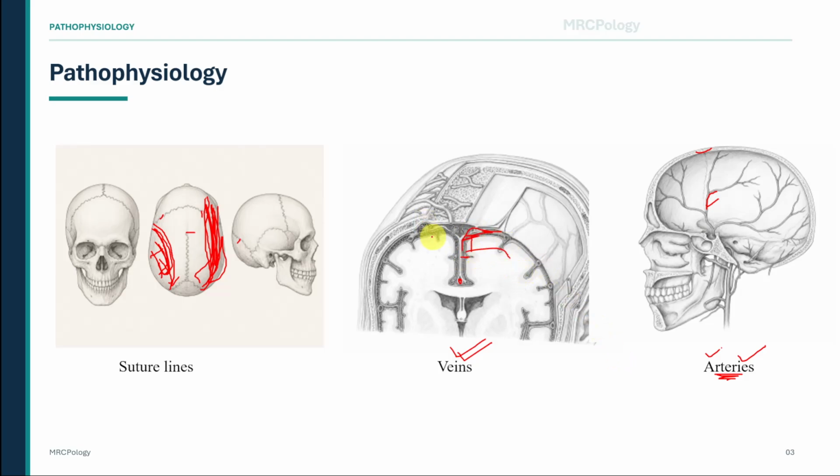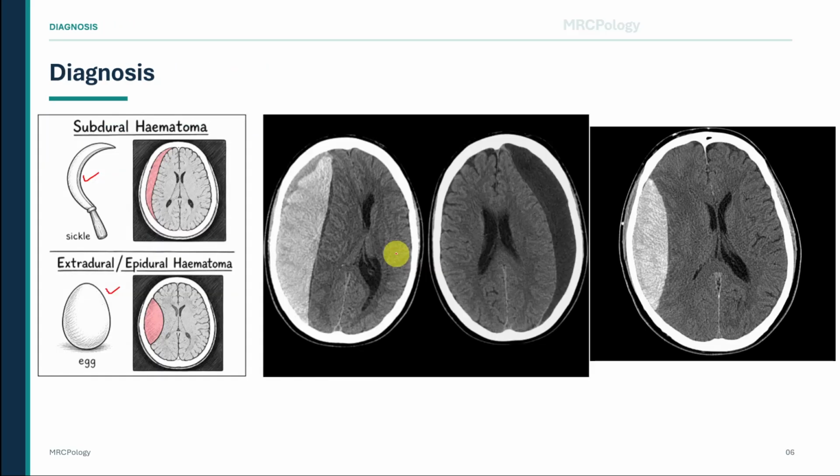to enlarge. A trauma patient has a bright extra-axial bleed on CT. One collection is crescent-shaped and crosses sutures. Another is egg-shaped and stops at sutures. Which is subdural, which is extradural, and what vessels are usually involved? The answer is that the crescent-shaped collection is subdural, usually from torn bridging veins, while the egg-shaped collection is extradural, usually from arterial bleeding, such as the middle meningeal artery.